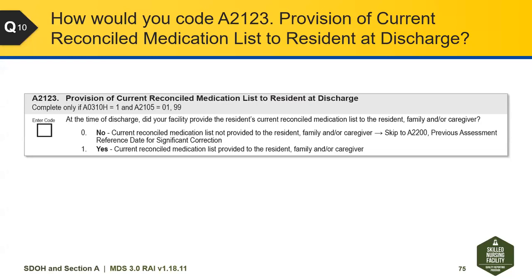So based on the scenario, how would you code A2123, which is the provision of the current reconciled medication list to the resident at discharge?